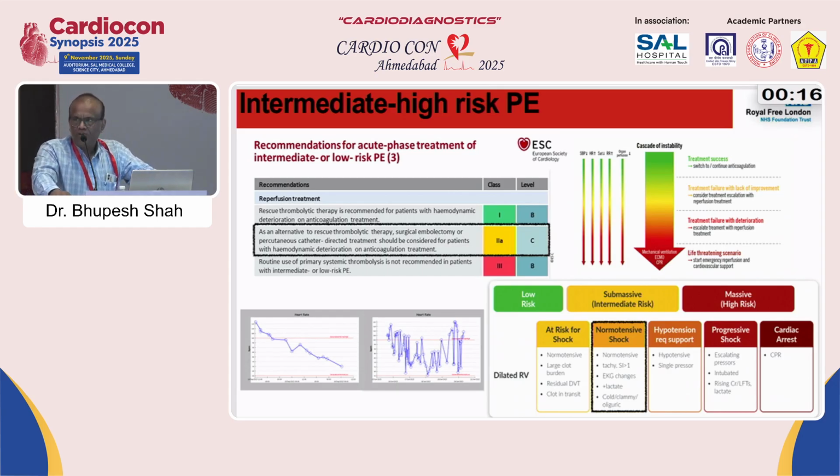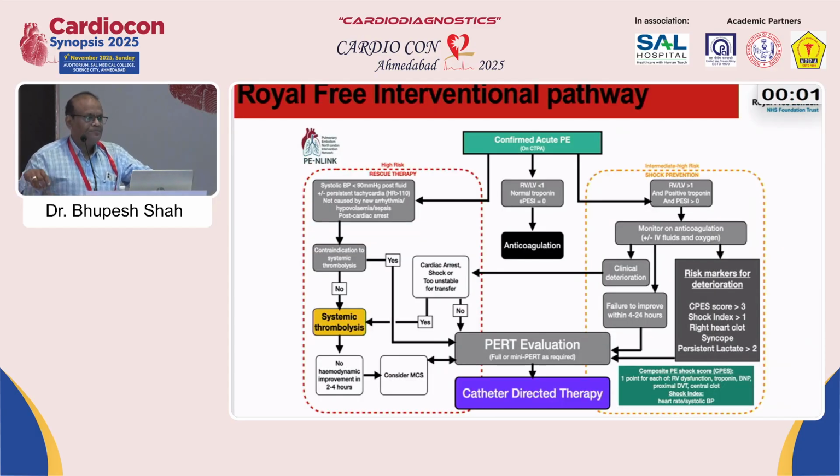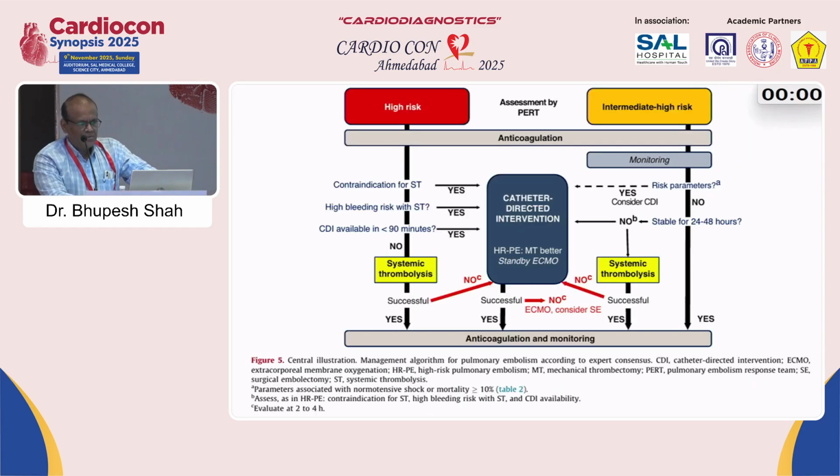So normotensive shock means the patient has normal blood pressure, but lactate is very high and there is persistent tachycardia. This is the patient we have to identify, because though it is intermediate high risk, they can deteriorate at any time. There are 3 out of 4 pathways. The CPS4 is there. And I would like to skip this last slide, that is the intermediate high risk.